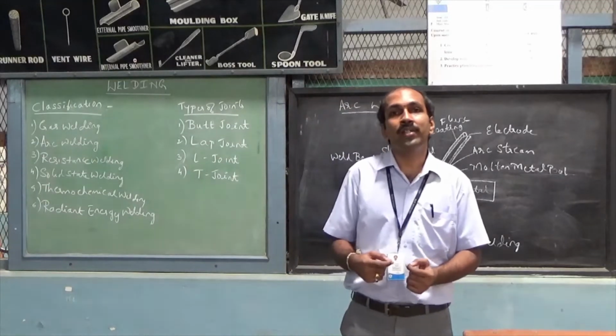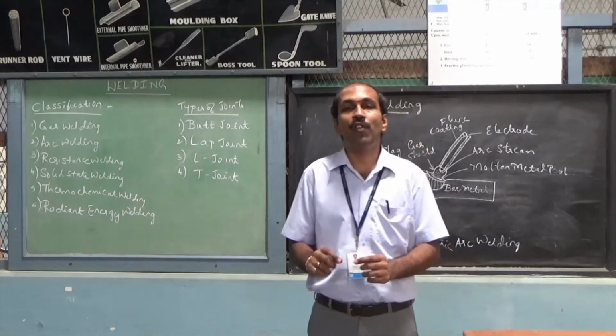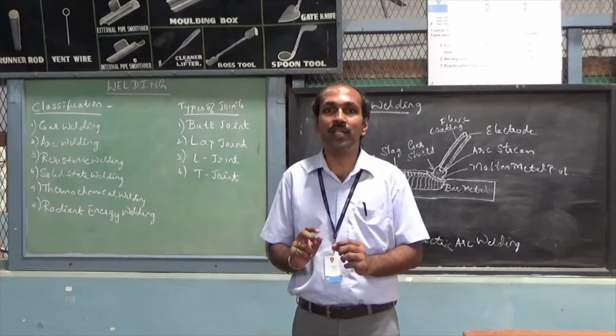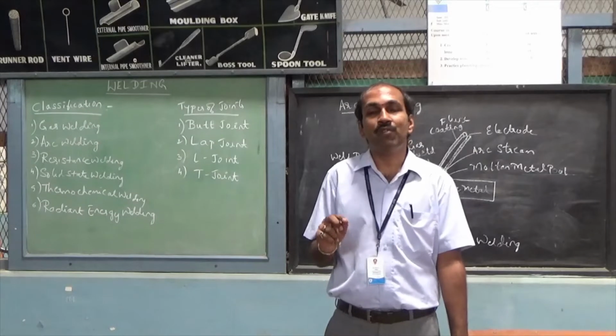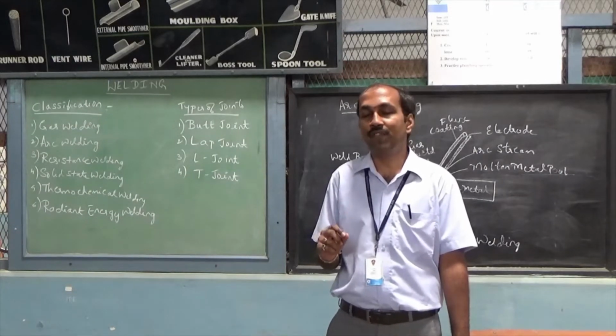What is welding, or how can we define welding? The metallurgical joining of two metal pieces together in order to produce essentially a single piece of metal is called welding. The metal pieces which are to be joined are called weldments. So this was the basic definition of welding.